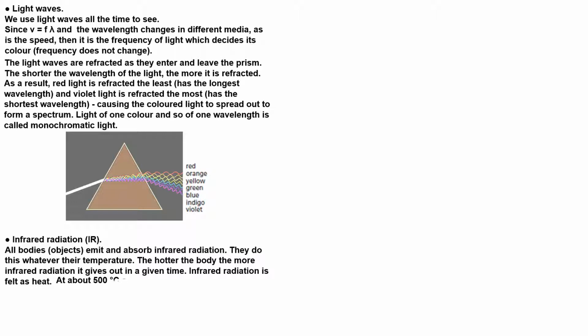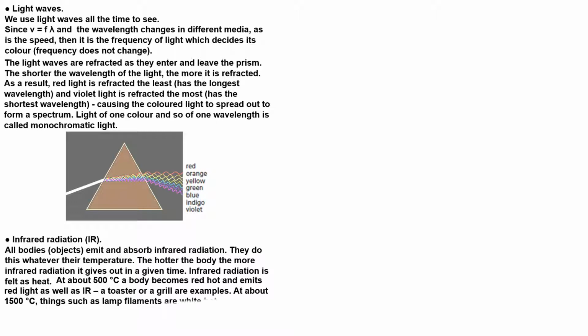At about 500 degrees, a body becomes red hot and emits red light, as well as infrared radiation. A toaster or a grill are examples. At about 1100 degrees, things such as lamp filaments are white hot and emit infrared radiation and white light, all the colors of the visible spectrum. We also use infrared radiation to cook in our ovens.